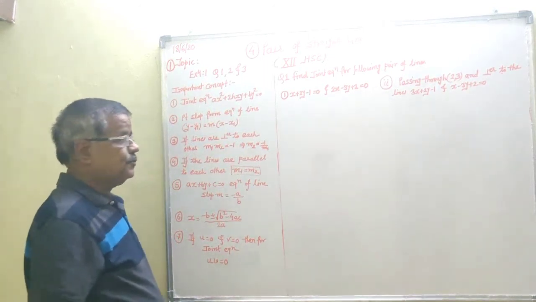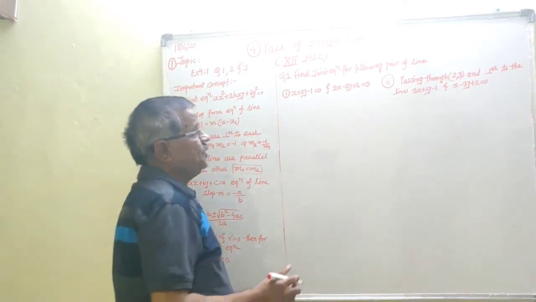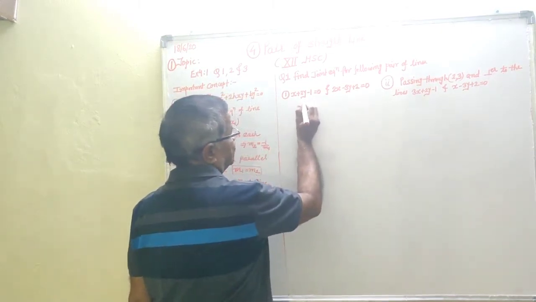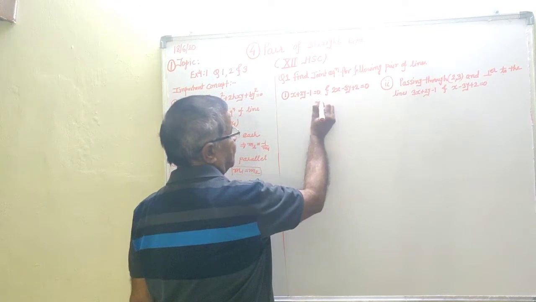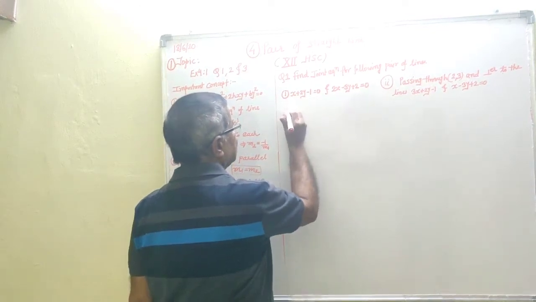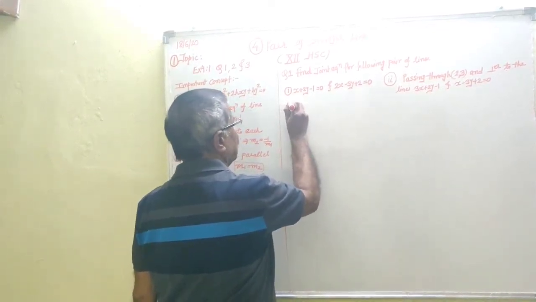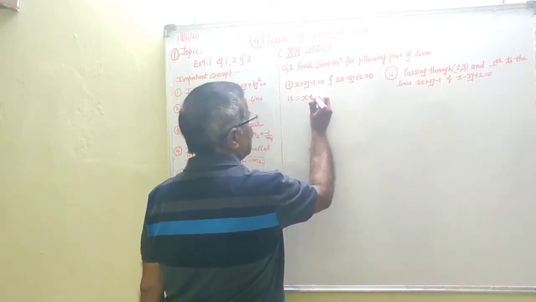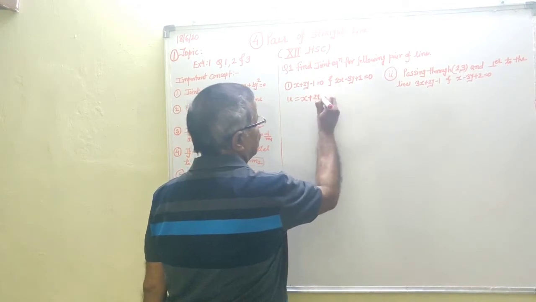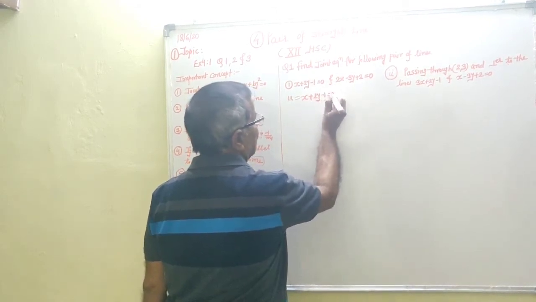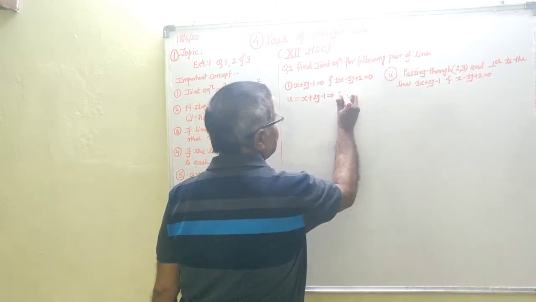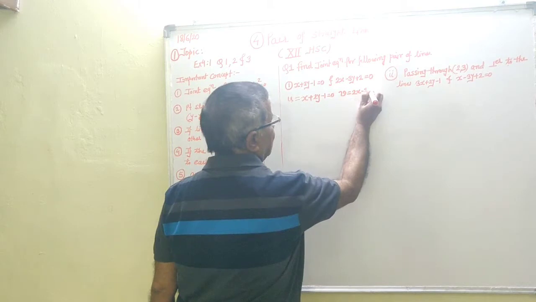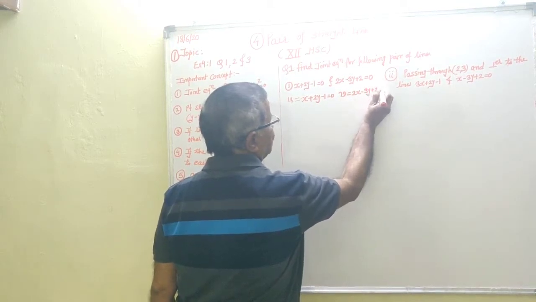Okay, now we are going to question number 1. Find the joint equation of the following pair of lines. The first equation is given as x plus 2y minus 1 is equal to 0, which means your u is x plus 2y minus 1 is equal to 0. And what is your v? v is equal to 2x minus 3y plus 2 is equal to 0.